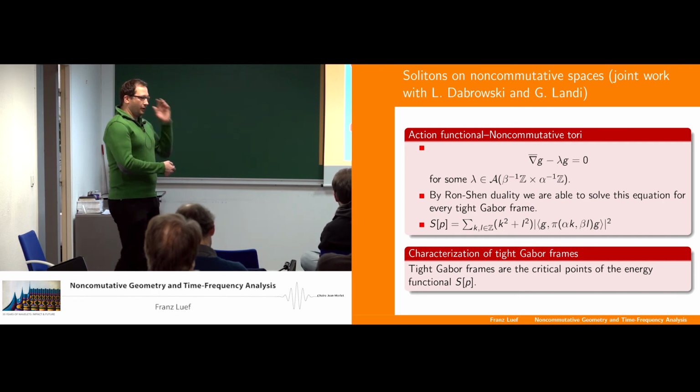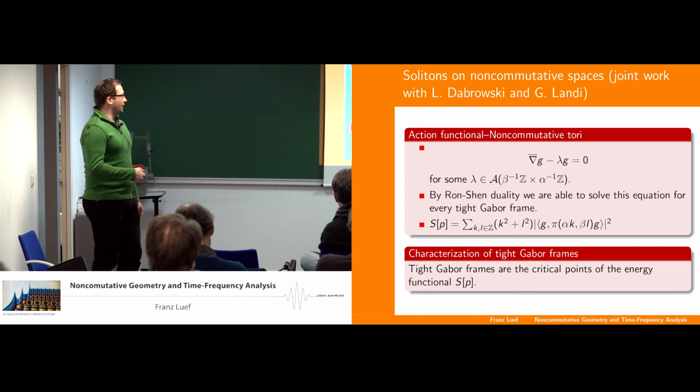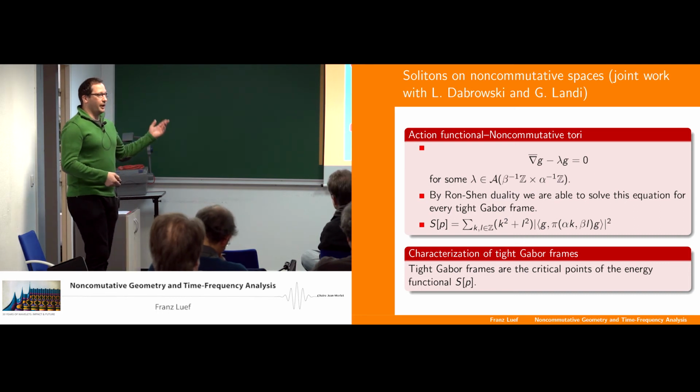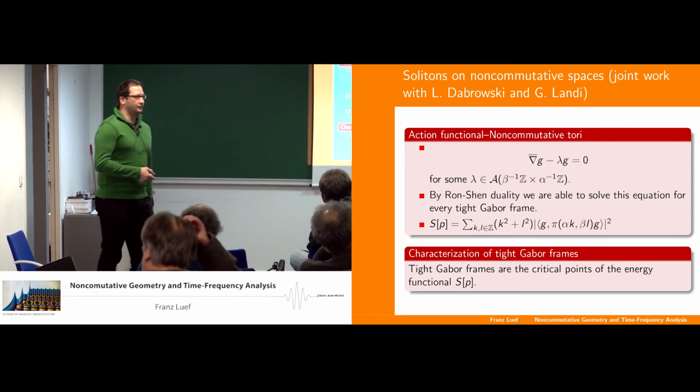And that's where people were stuck for 10 years, and that's where our cooperation started. They asked me, can you solve this equation? If you know Ron-Shan duality, then you realize, oh yeah, we can solve this, but you need to use Ron-Shan to solve this equation. In this way, you get that every tight Gabor frame satisfies such an equation. So these are precisely the minimal points of this energy functional. That's a different way of viewing tight Gabor frames, as critical points of this functional.